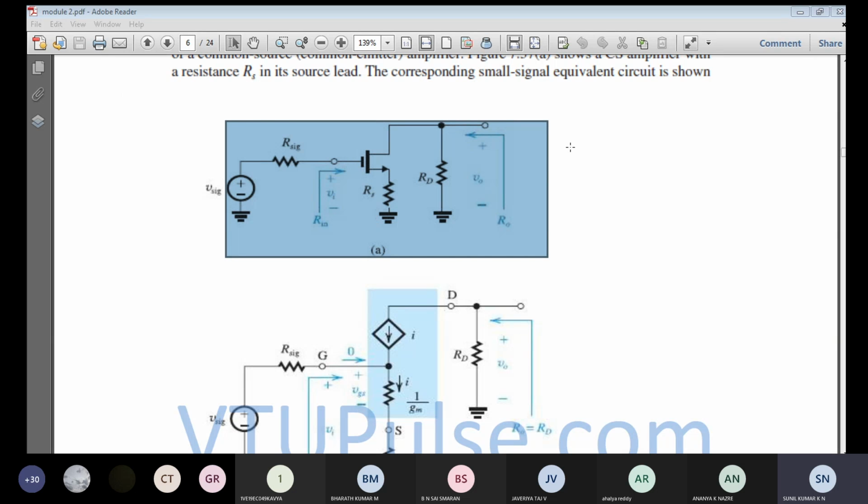Okay. From this I am just making a connection of this node X point to this one, and making sure that there is no gate current. So there is no gate current, and the gate current is not going to be changed.